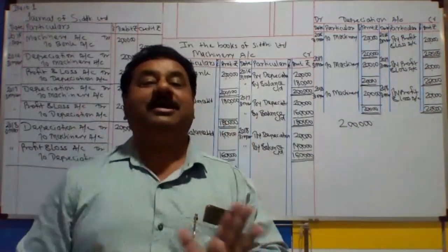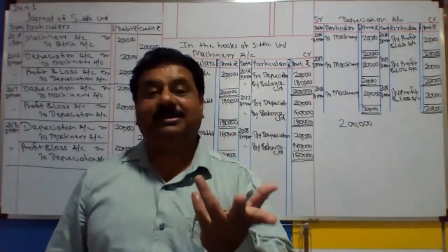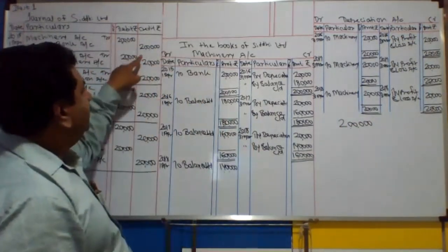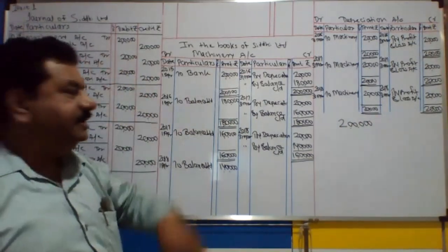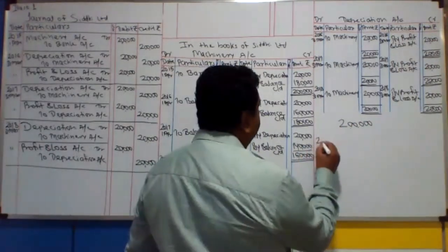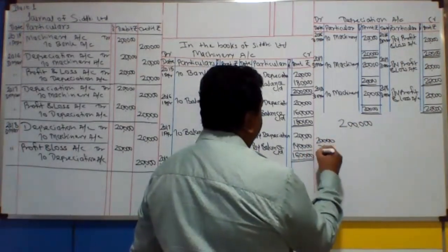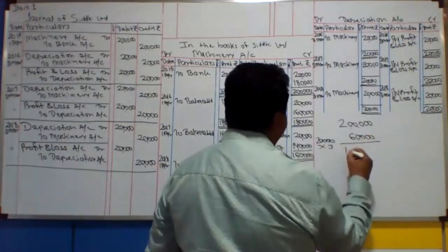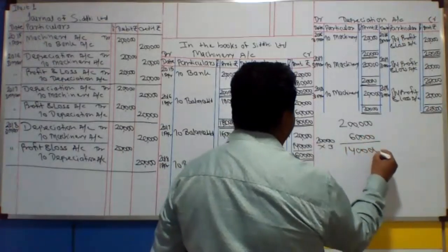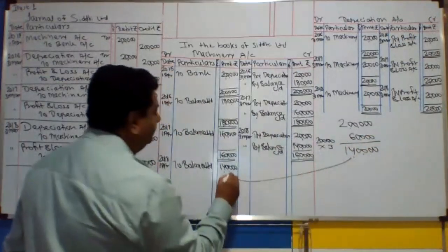But how it is coming? Arithmetic है ये पूरा. कैसे आता है देखो. एक साल का depreciation कितना आपका 20,000. तो 3 साल का कितना हो गया? 20,000 multiplied by 3, 60,000. Now 2 lakh minus 60,000. What is the balance you are getting is 1,40,000. And same is the balance. देखो.